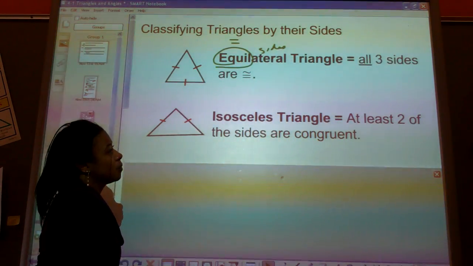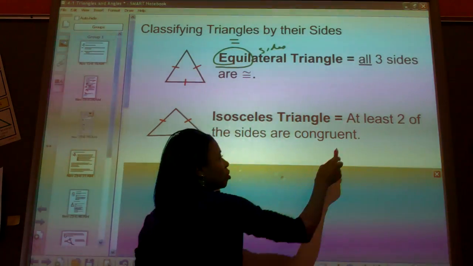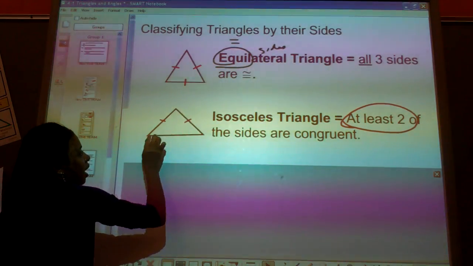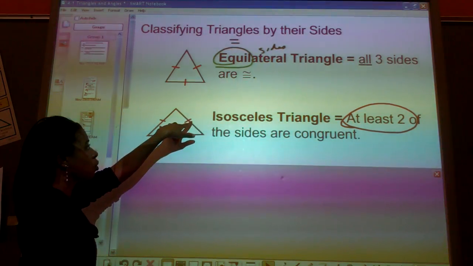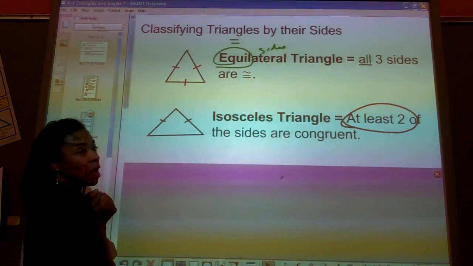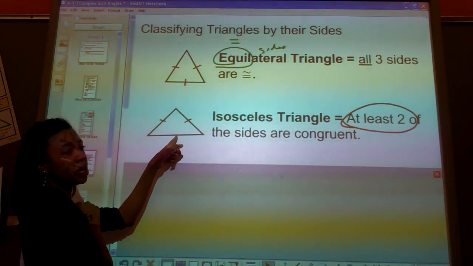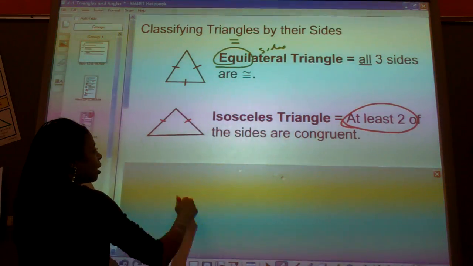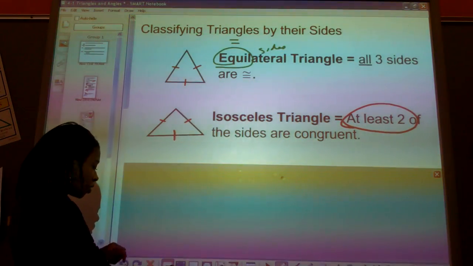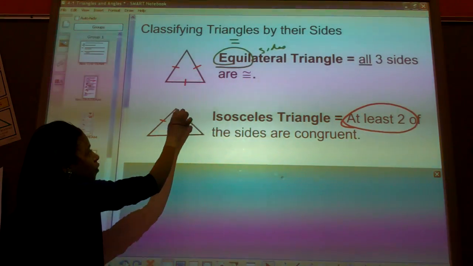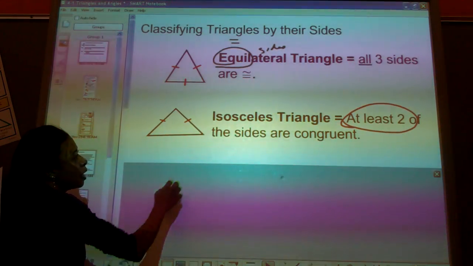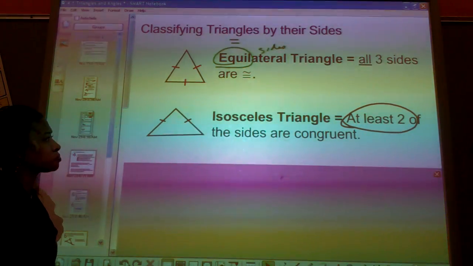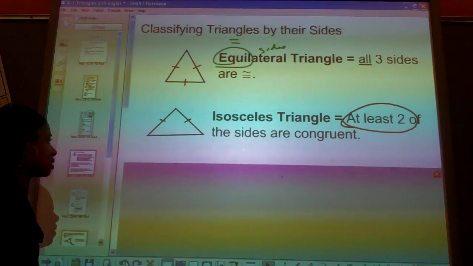At least, please make sure you get this, at least 2 of the sides are congruent. So here I have 2 that are congruent, and I know they're congruent because they both have that marker there. This could be congruent, but because it doesn't show the marker, I cannot say that the third side is congruent. But I know that the first 2 here are congruent. And if you have at least 2 sides of a triangle that are congruent, then that's isosceles.